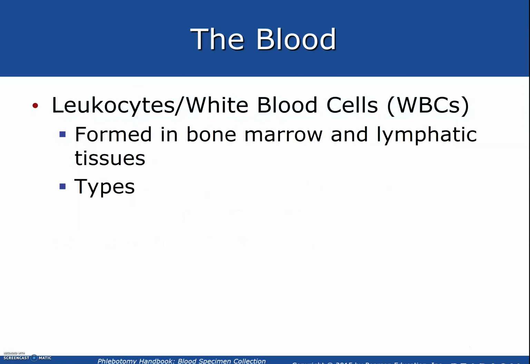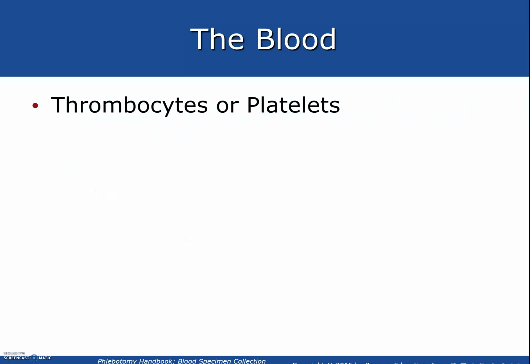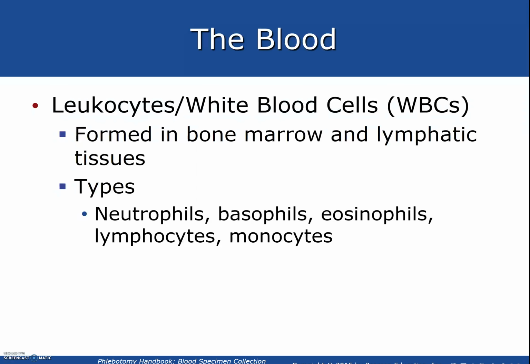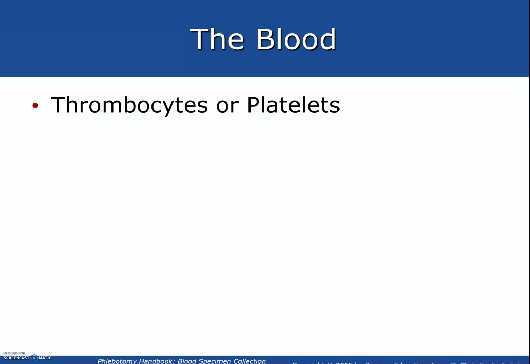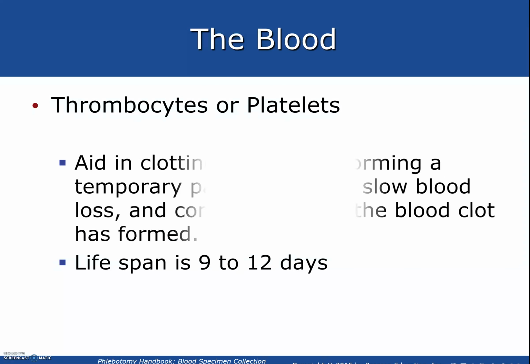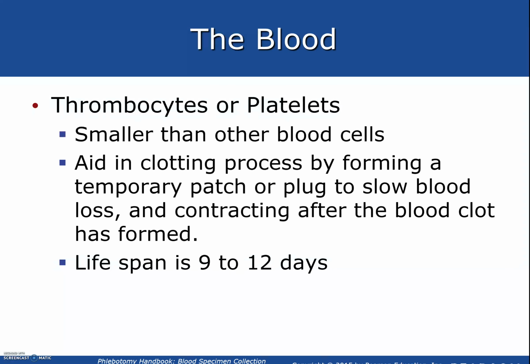It's formed in bone marrow and lymphatic tissues. There are different types, which I'm going to have you review on your own. However, as we go forward in class, I will go over these in great detail. Thrombocytes, or platelets, aid in the clotting process by forming a temporary patch or plug to slow blood loss and contracting after the blood clot has formed. Their lifespan is 9 to 12 days.